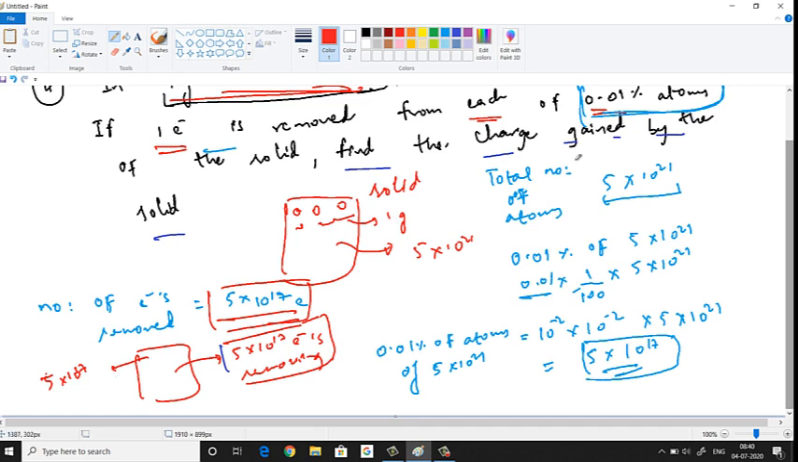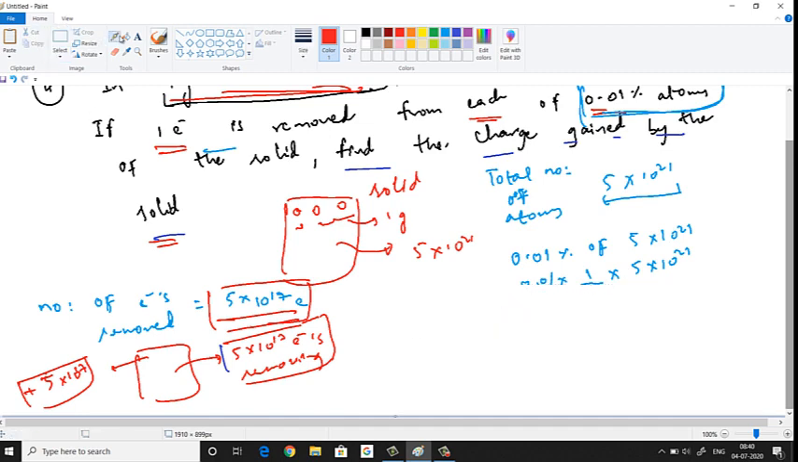So find the charge gained by the solid. So how many positive charges? 5 into 10 power 17. So what is the charge? Let me write that here. So positive charge gained by the solid will be how much? 5 into 10 power 17 into 1.6 into 10 power minus 19.